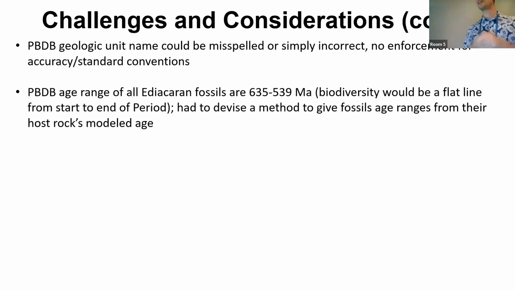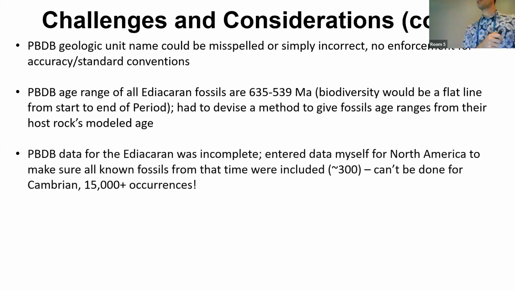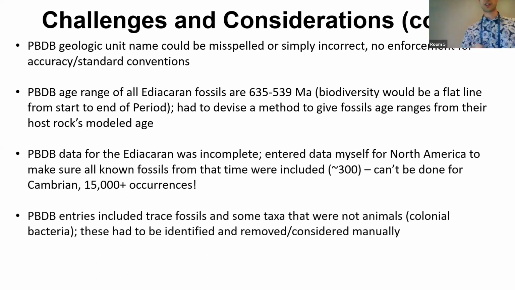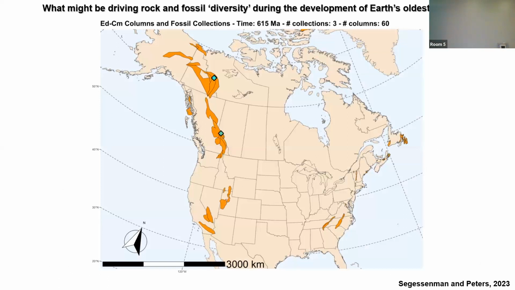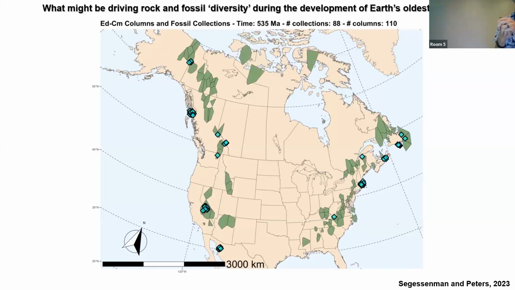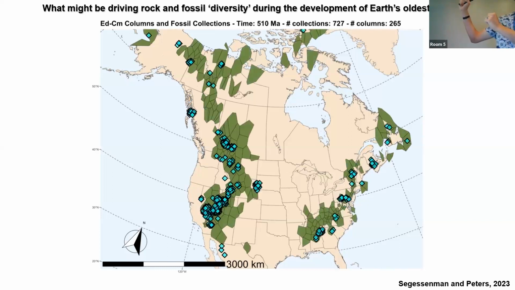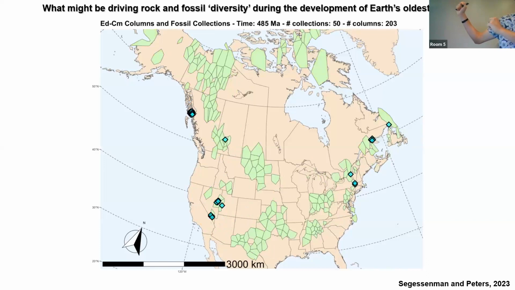So I had to come up with a way to enforce an age on those, using the rocks and an age model that came from the rocks that they were contained in. And the PBDB for the Ediacaran was incomplete. I had to go in and enter data that didn't exist there because, again, people enter these for different purposes for their own research. And the entries include trace fossils, some taxa that were not animals, taxonomic problems, inherent preservation bias, etc. All right, and then finally, once we got through all these challenges, we were able to do things like ask what might actually be driving fossil diversity during the development of Earth's oldest animals. And what you're looking at is all the blue diamonds, where there are fossil occurrences that are contained within rocks of those ages.